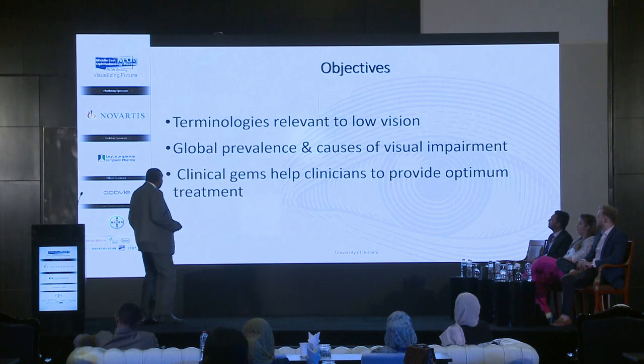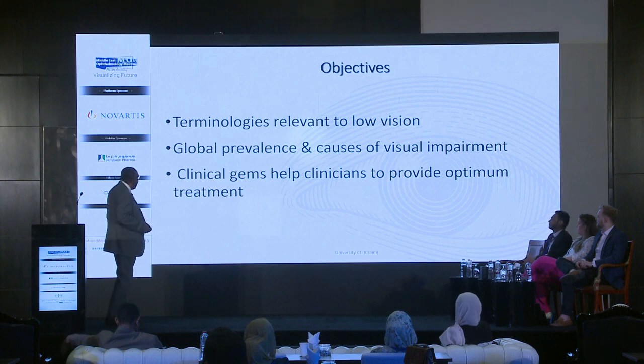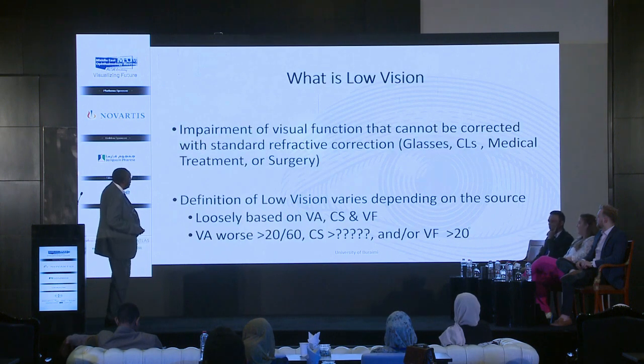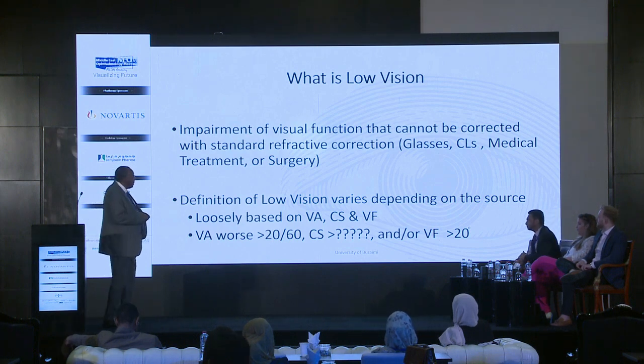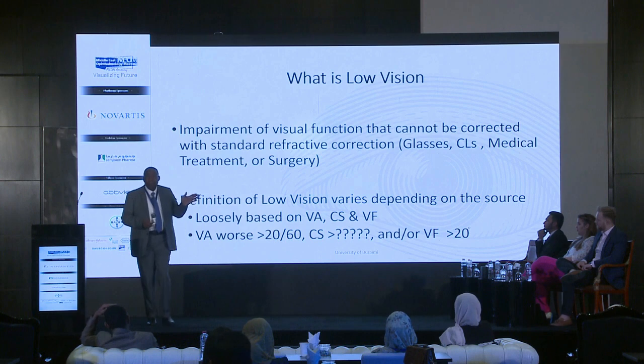The objectives: terminology relevant to low vision, global prevalence and causes of visual impairment, and clinical aims to help clinicians provide optimum treatment whenever possible. Low vision is a definition of visual function that cannot be corrected by conventional glasses, contact lenses, medical treatment or surgery. And obviously, when we say something like this, everybody will know that's low vision. But I am presenting this for a purpose, because there is more than one definition for low vision.